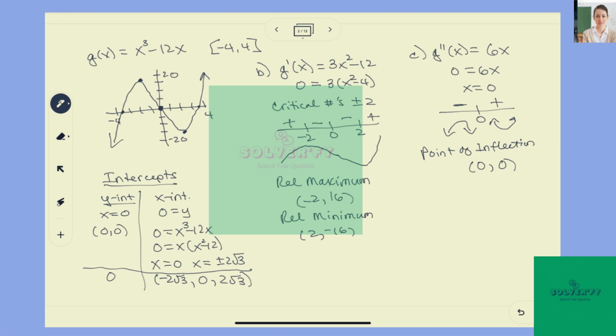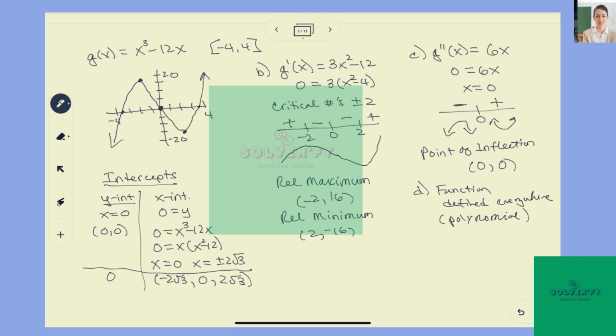Behavior near singular points. So the function is defined everywhere. This is continuous, so function defined everywhere. And I'm just going to put that here because it's a polynomial.